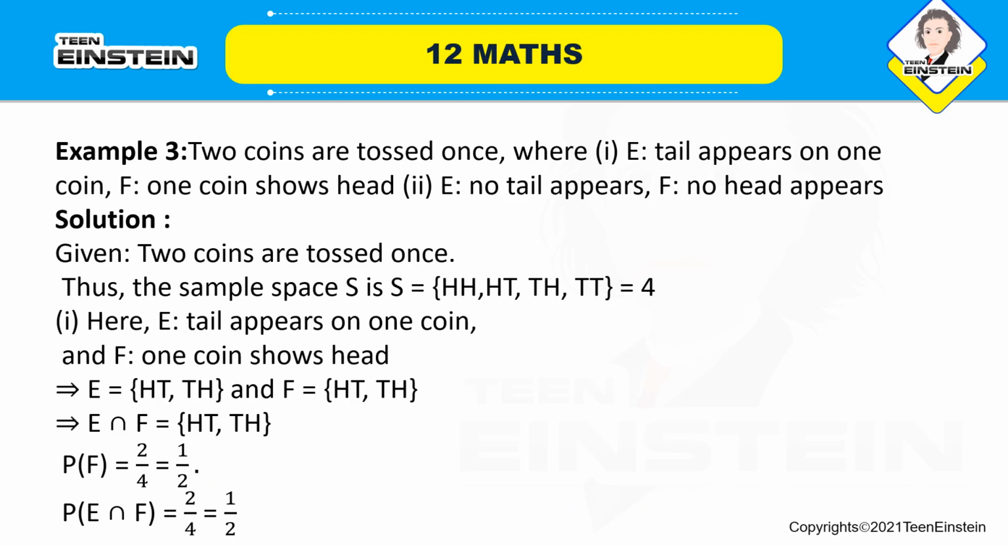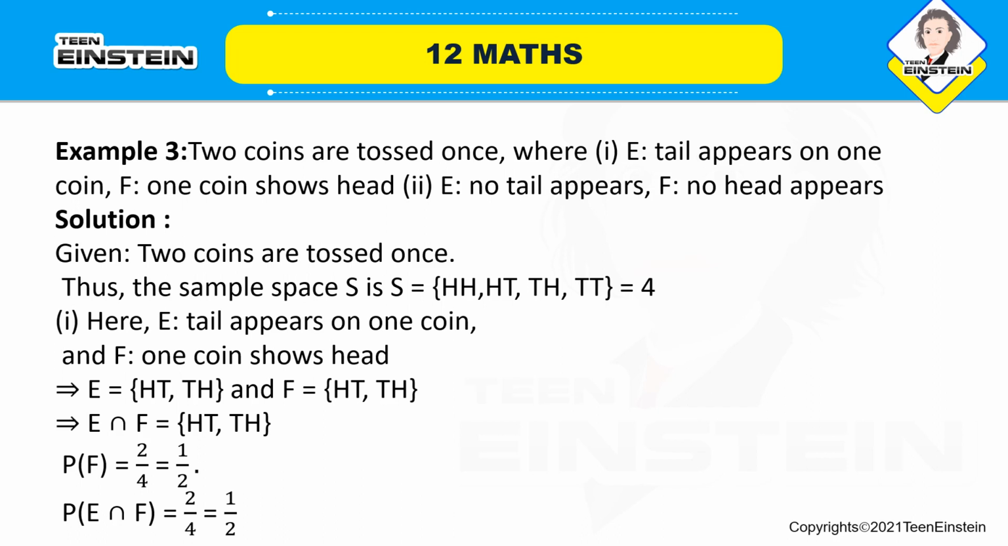Next problem, 2 coins are tossed once. It's a coin tossing experiment. The last two problems are throwing a die. Random experiment is throwing a die 2 times, throwing a die 3 times. So here the random experiment is coin tossing experiment. Okay. So 2 coins are tossed once.